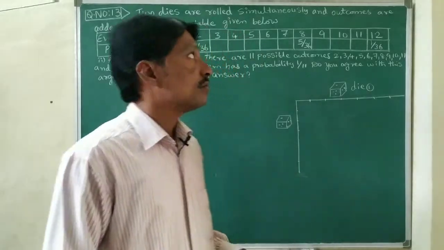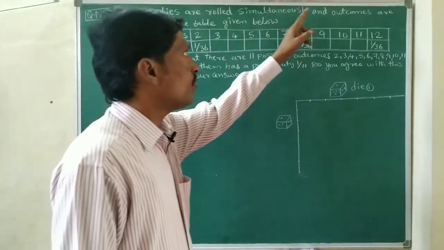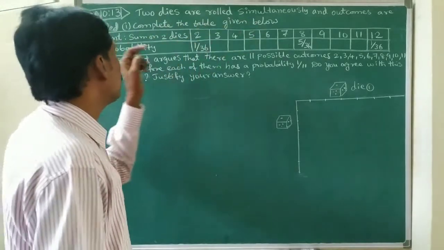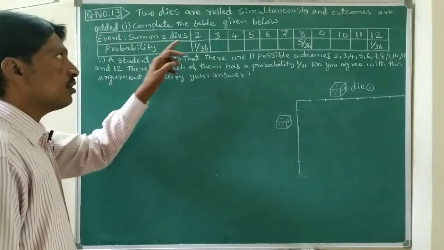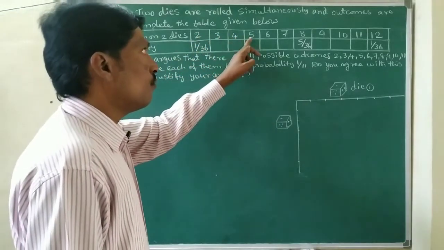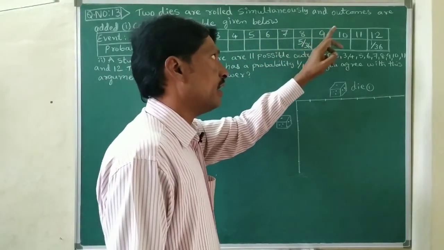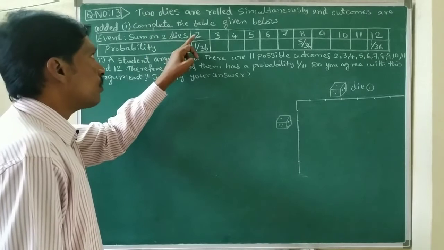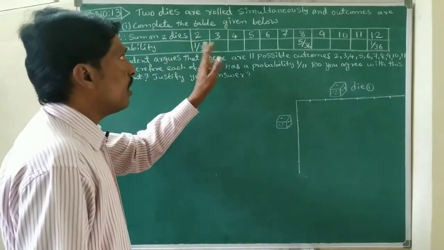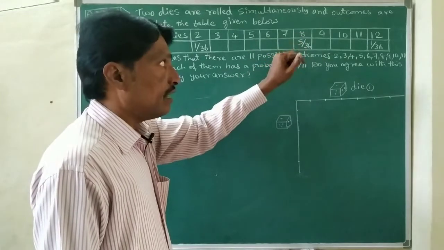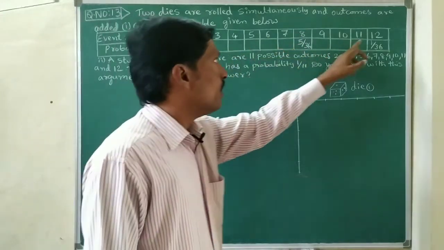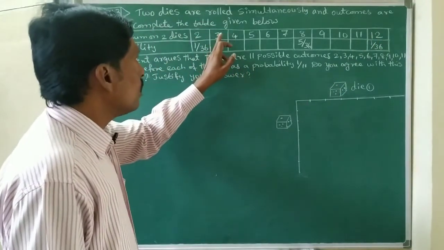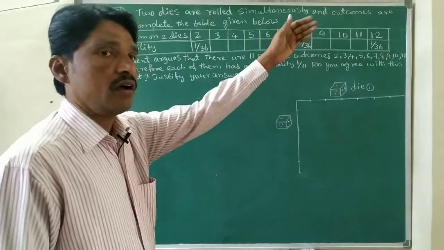Question number 13. Two dice are rolled simultaneously and the outcomes are added. First one, complete the table given below. Event: sum of 2 dice, 2, 3, 4, 5, 6, 7, 8, 9, 10, 11, 12. Probability: the sum of 2 dice being 2 has probability 1 by 36, the sum being 8 has probability 5 by 36, and the sum being 12 has probability 1 by 36. The remaining ones we need to find. The probability of the sum of 2 dice being 3, 4, 5 and so on, all of this we need to find.